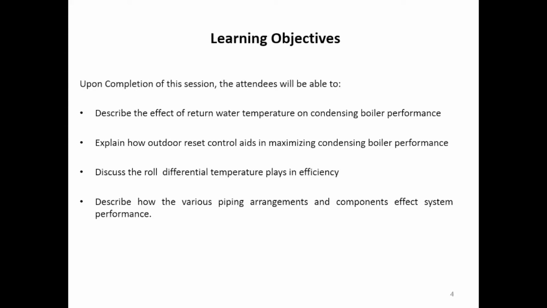So, from the aspect of the conversation, it's all about maximizing condensing boiler performance. On completion of this session, you will be able to describe the effects of return water temperature on condensing boiler performance, explain how outdoor reset control aids in maximizing condensing boiler performance, discuss the role differential temperature plays in efficiency, and then finally describe how the various piping arrangements and components affect the system performance.